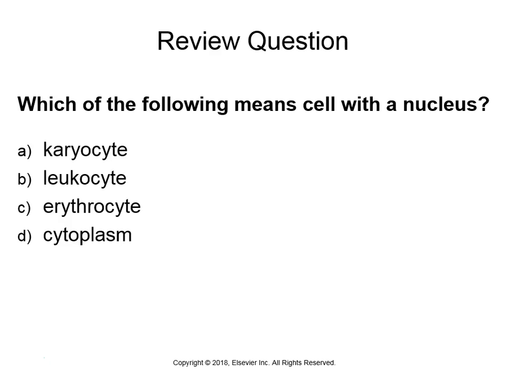All right, which one of these words means a cell with a nucleus? Hopefully, we have arrived at A. Karyo means nucleus. So a karyocyte is a cell with a nucleus.